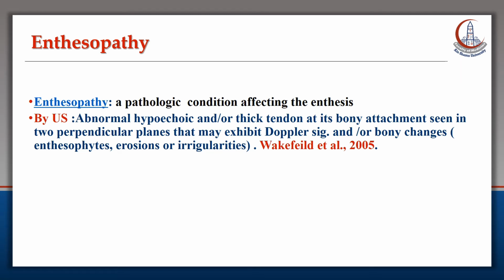By ultrasonography, the definition of enthesopathy according to Wakefield et al. in 2005 is the presence of abnormal hypoechoic and/or thick tendon at its bony attachment seen in 2 perpendicular planes, with or without posterior Doppler signal, with or without bony changes. These bony changes may be irregularities, erosions, or enthesophytes.